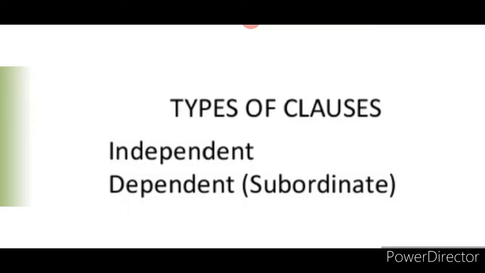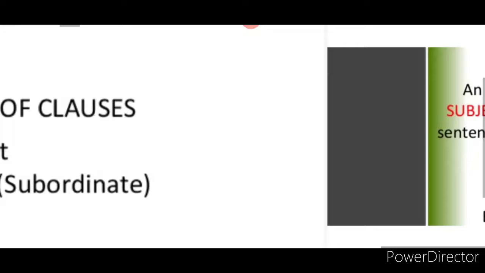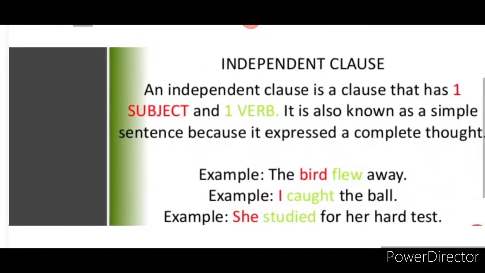Let me repeat once again. Children, a clause is a group of words which has subject and verb. This clause is divided into two types, which are independent clause and dependent clause. The independent clause is also known as main clause. The dependent clause is also known as subordinate clause. Now let us discuss in detail about the independent and dependent clause. So now let us see what is an independent clause.